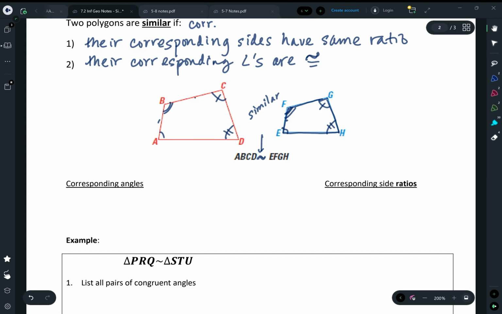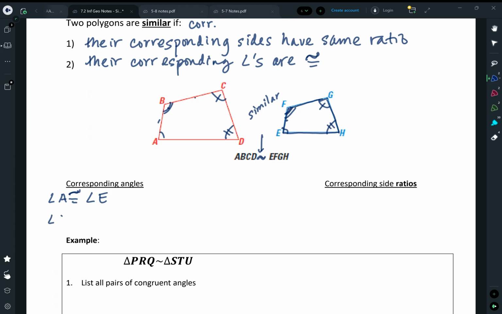So if I'm making a list here, angle A would be congruent to angle E. We have to match them up in exactly the same order: B and F, C and G, D and H.